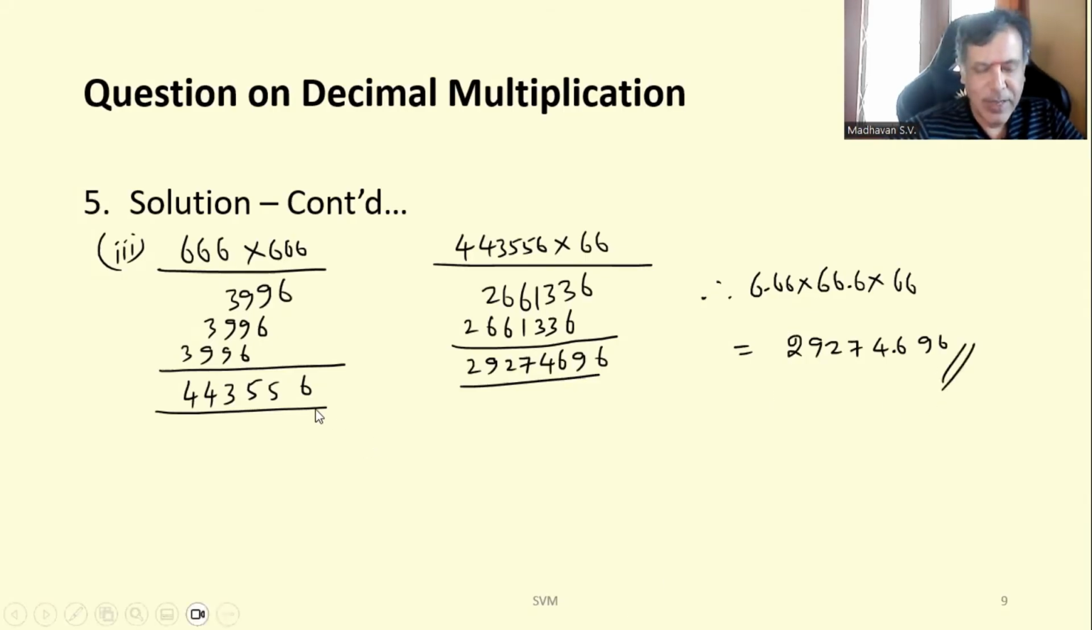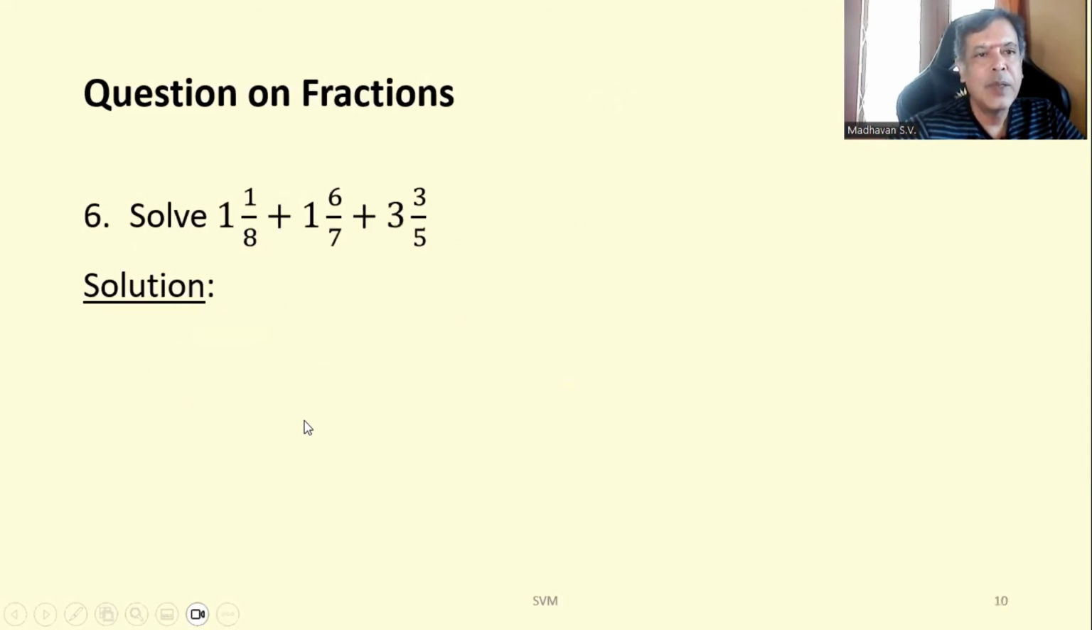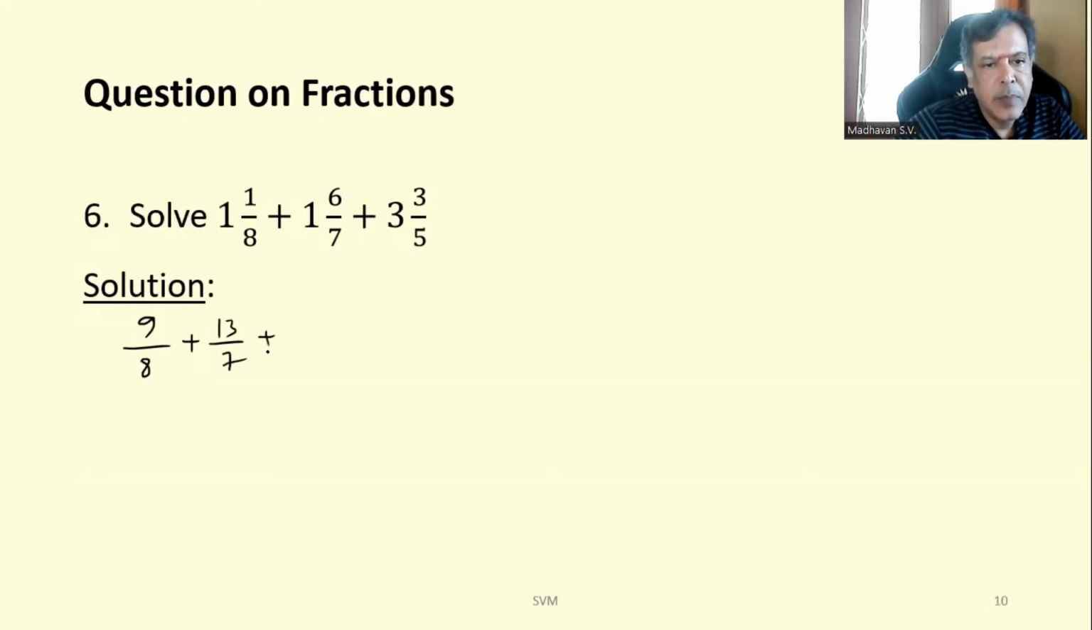Let us move on to the next question. It's a question on fractions. It is given in terms of vulgar fraction. We have to first make it into proper fraction. That is 8 into 1, 8. 8 plus 1, 9. So we can write 9 by 8. Next one, 7 into 1, 7. 7 plus 6, 13. So it becomes 13 by 7. Then 5 into 3, 15. 15 plus 3, 18. 18 by 5.